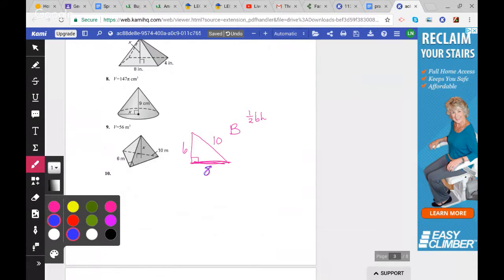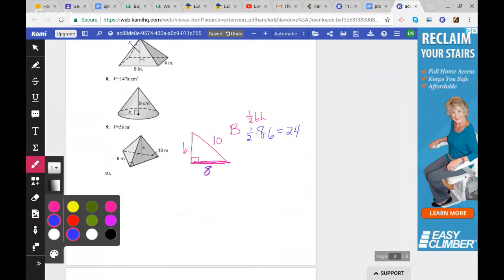So that's 8. So now for the area of your base, the capital B, it'd be 1/2 that 8 that we just found and the 6. So just capital B is 24. You okay with that part? Yeah. All right.